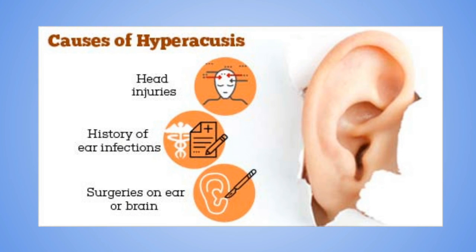Now what is hyperacusis? Due to paralysis of the stapedius muscle, movement of the stapes is not damped, and so sounds get distorted and get too high in volume. This is known as hyperacusis.